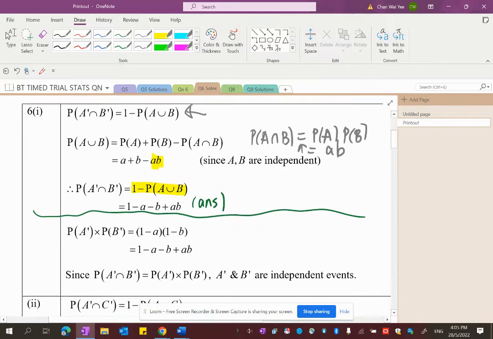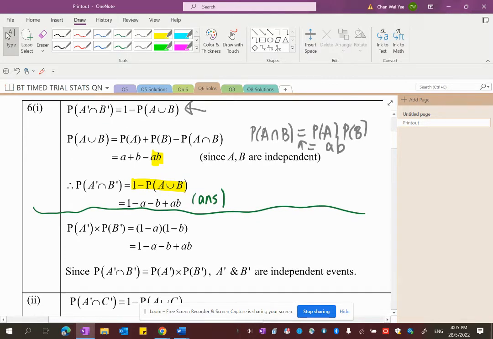Then as for the second part, the question says, hence we have to show that A complement and B complement are independent events. So remember, in general, how do we find this? If two events X and Y are independent, we have to show that P(X intersect Y) is P(X) multiplied by P(Y). So this is what we have to show.